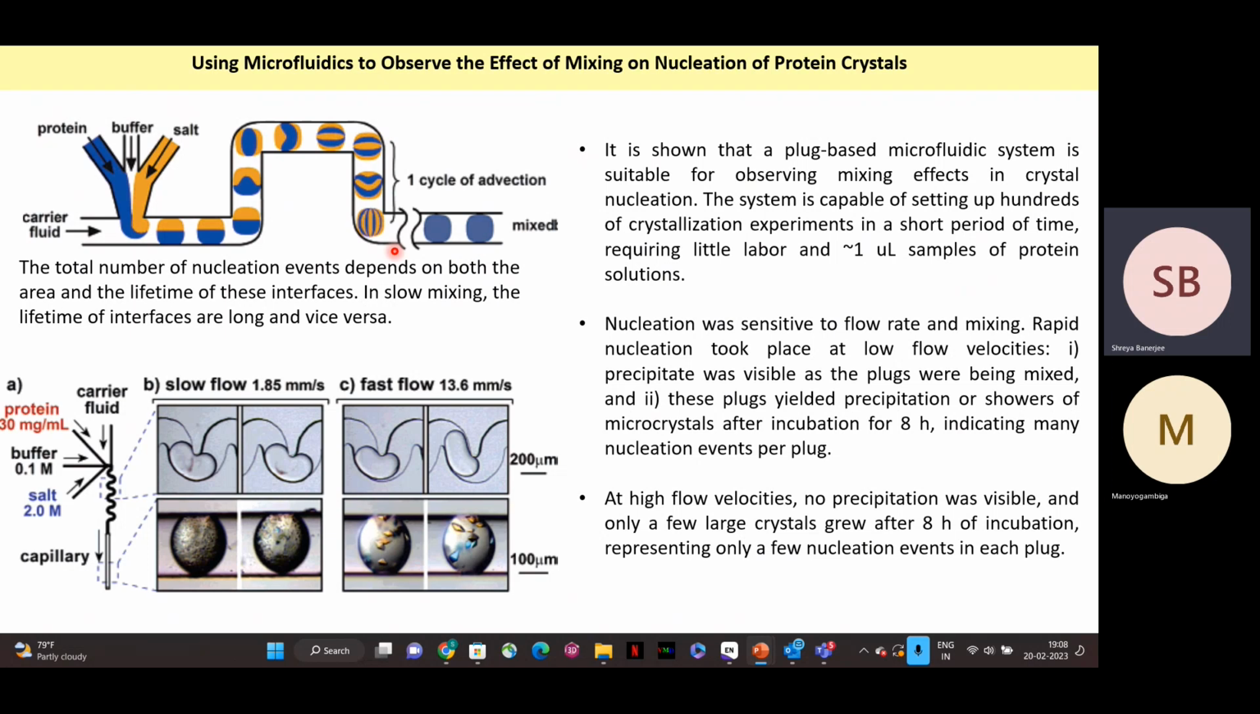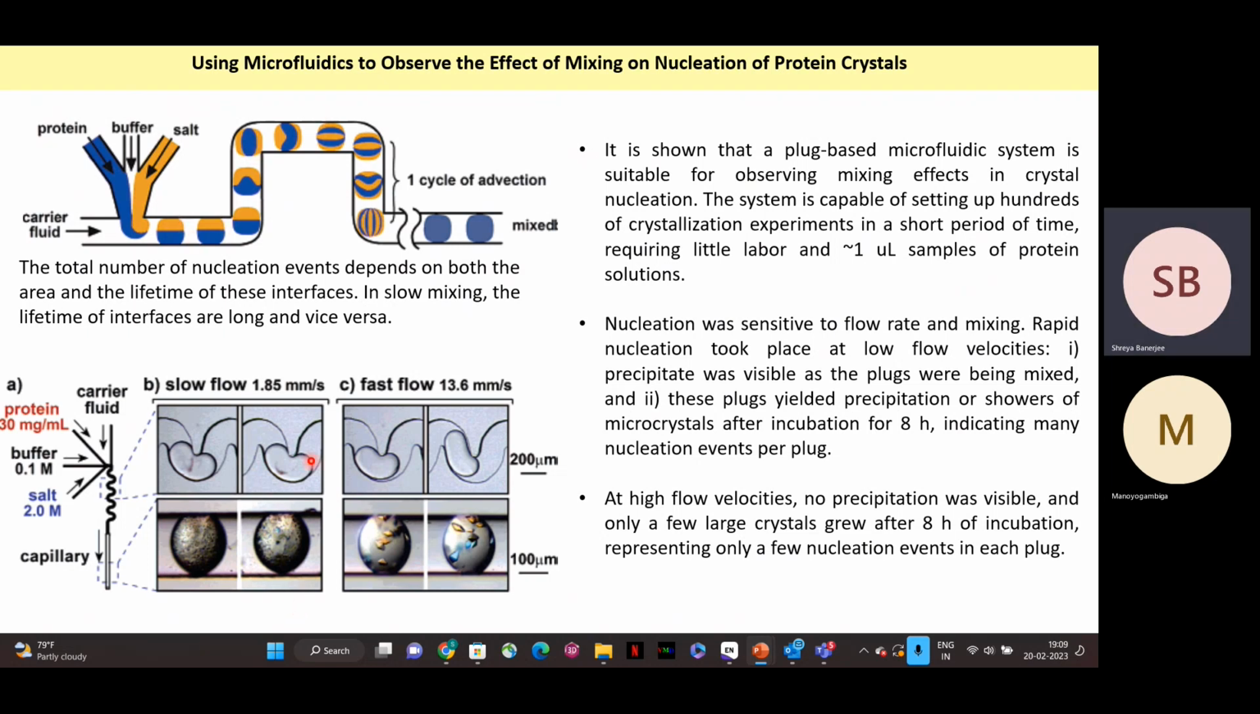What was observed from setting up so many crystallization experiments is that nucleation is very sensitive to flow rate and mixing. When the flow was low, nucleation occurred rapidly and the precipitate was visible. So during slow flow, many nucleation events occurred, and so there were many tiny crystals, as you can see from this example. So in this example, the flow of the drop was slow, and this led to the formation of many nuclei, and from many nuclei, many tiny crystals were formed.